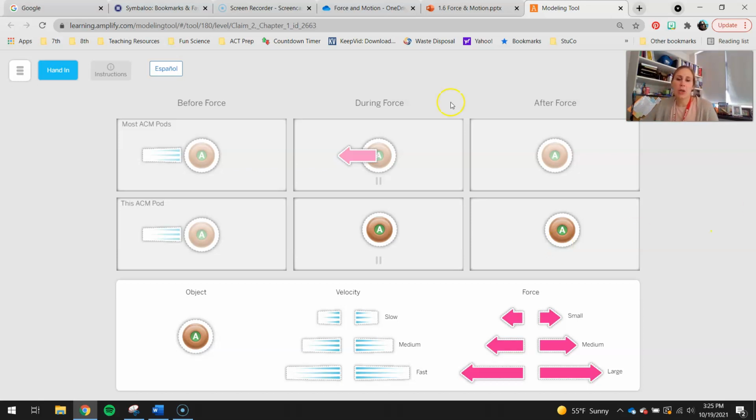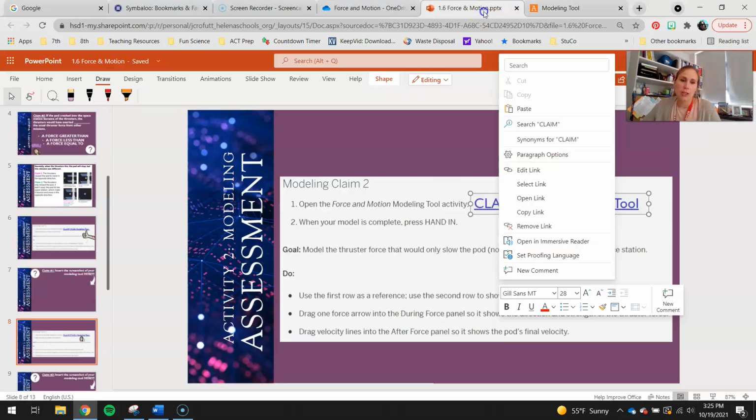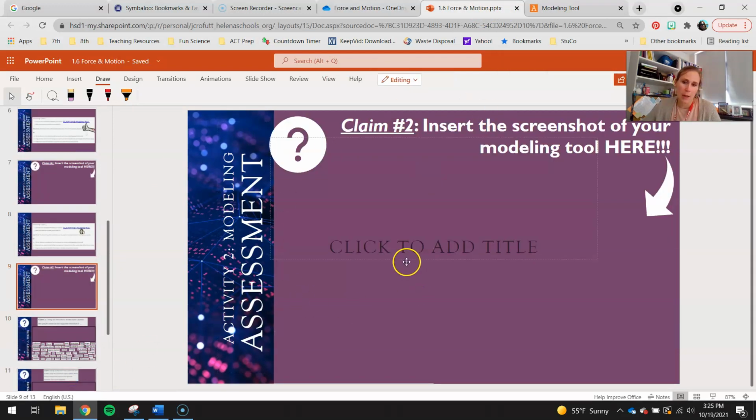Anyway, go ahead and model that, and then same thing, you guys are gonna screenshot just this little section here, and you're going to put that on to slide 9. Remember that this is a test grade, so you absolutely have to do these 2. If you don't turn either of those in, I can't really give you a grade for that test. So make sure you do a good job with those.